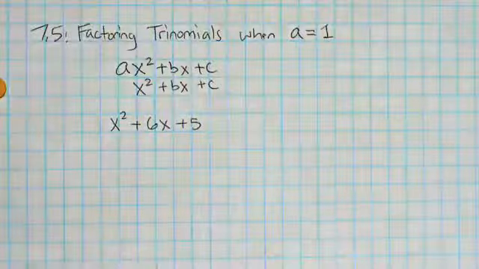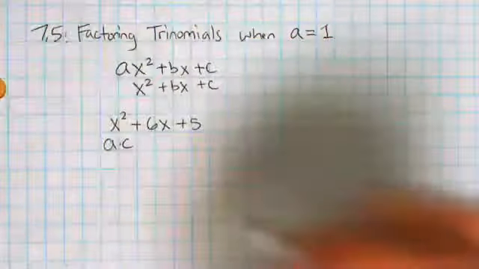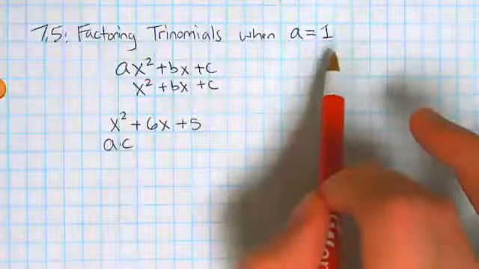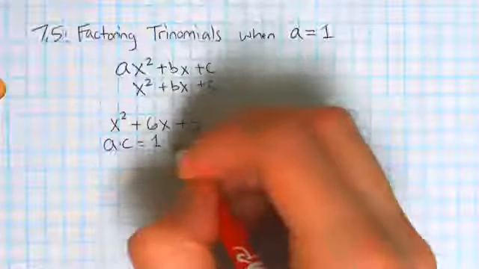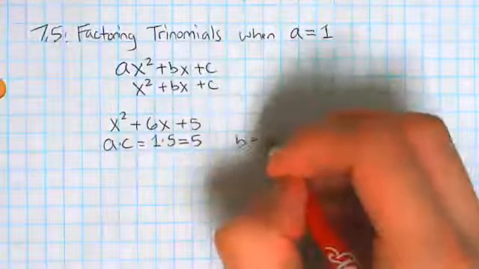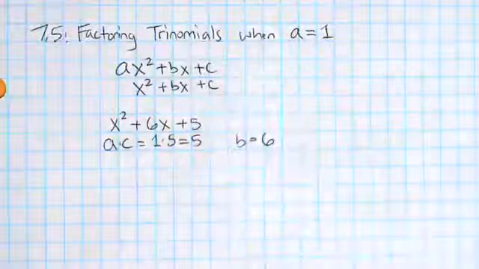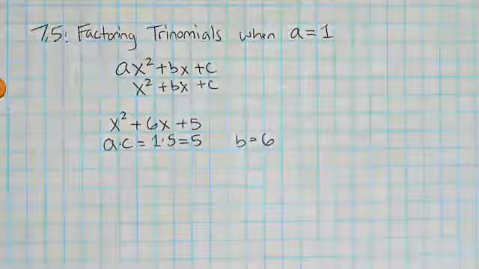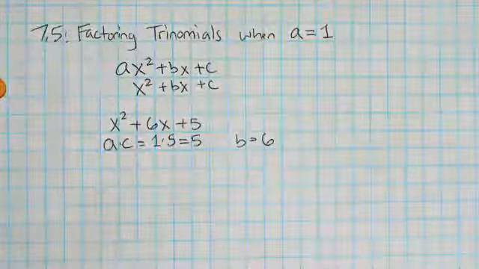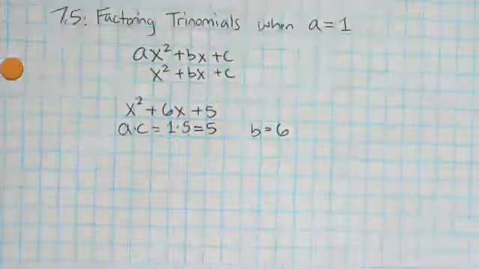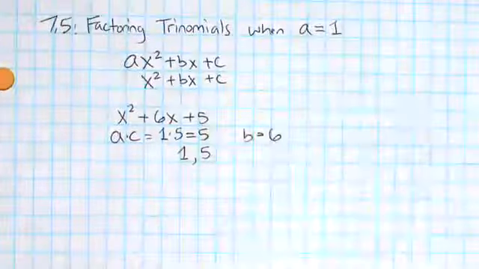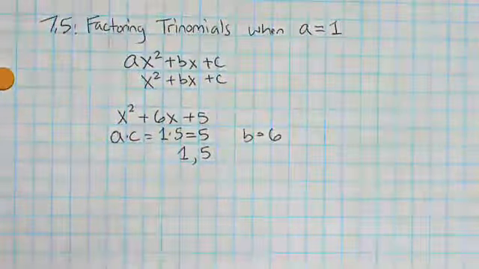And we're going to start with calculating a times c. Well, a times c, our a, as is the title of our work today, is 1, and our c is 5. So a times c is simply 5. And our b, as usual, is just the letter attached to the x, which is a 6 here. So we need to figure out what numbers multiply to a times c and add to b. And the numbers which multiply to a times c and add up to 6 are going to be 1 and 5. 1 times 5 is obviously just 5, and 1 plus 5 is equal to 6.